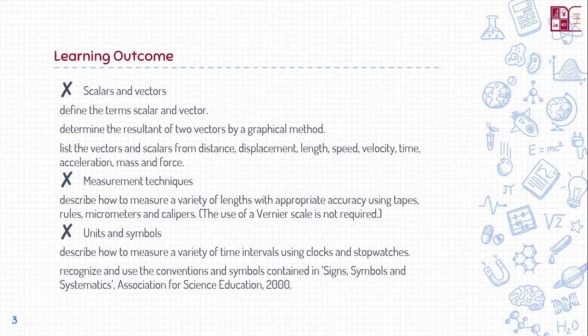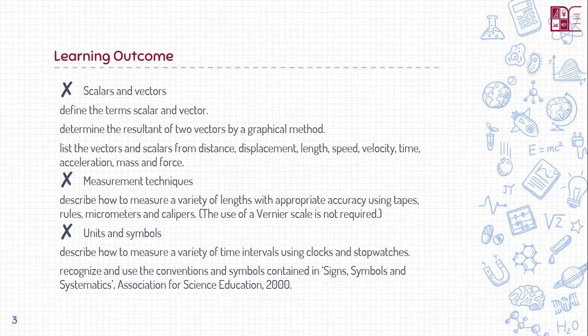So the learning outcomes for this chapter are all of these points that we are going to cover. The first is scalars and vectors. We're going to look at what the definition of these two terms is. We're going to determine the resultant of two vectors by graphical methods, which would be in a straight line and when they're not in a straight line, with more than one force acting on a body.